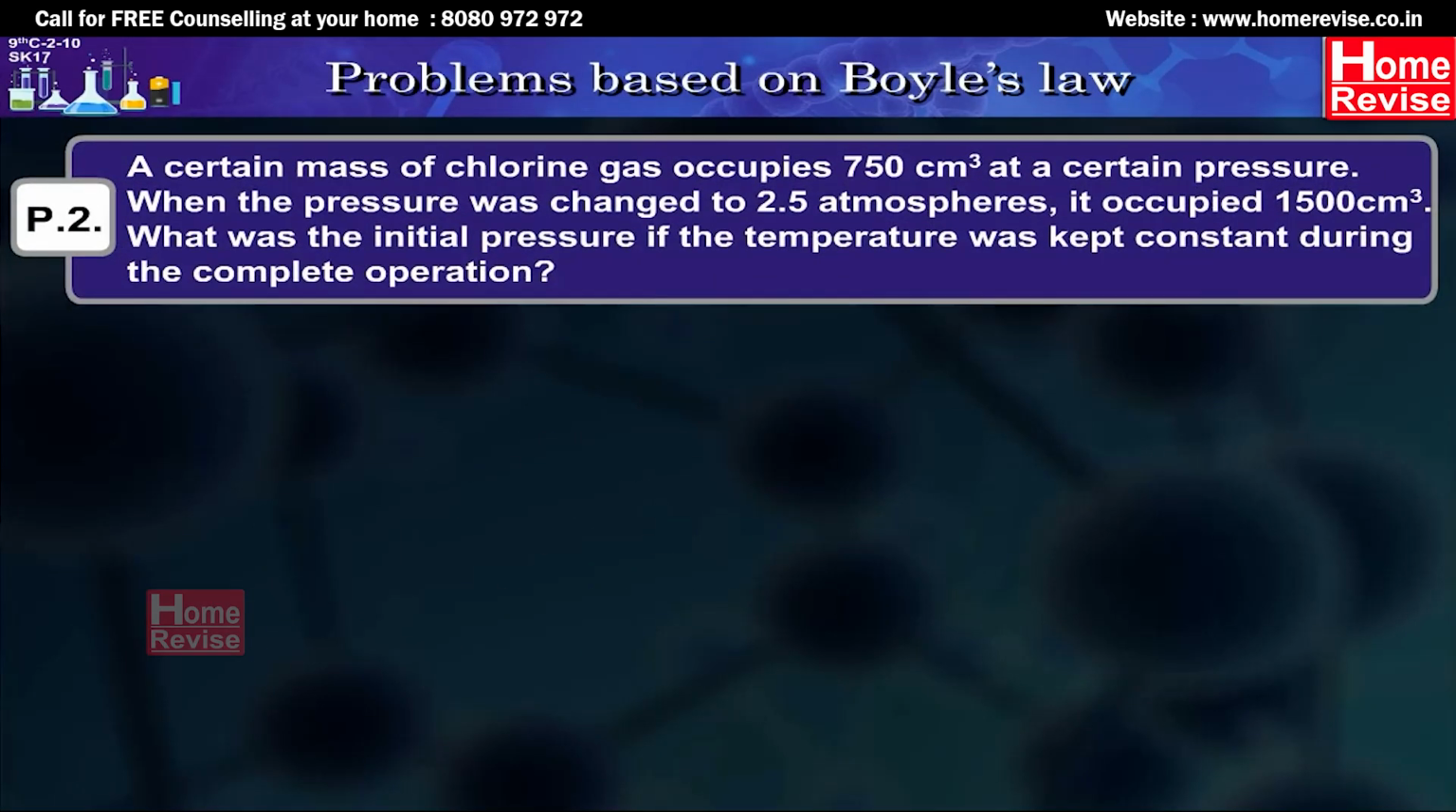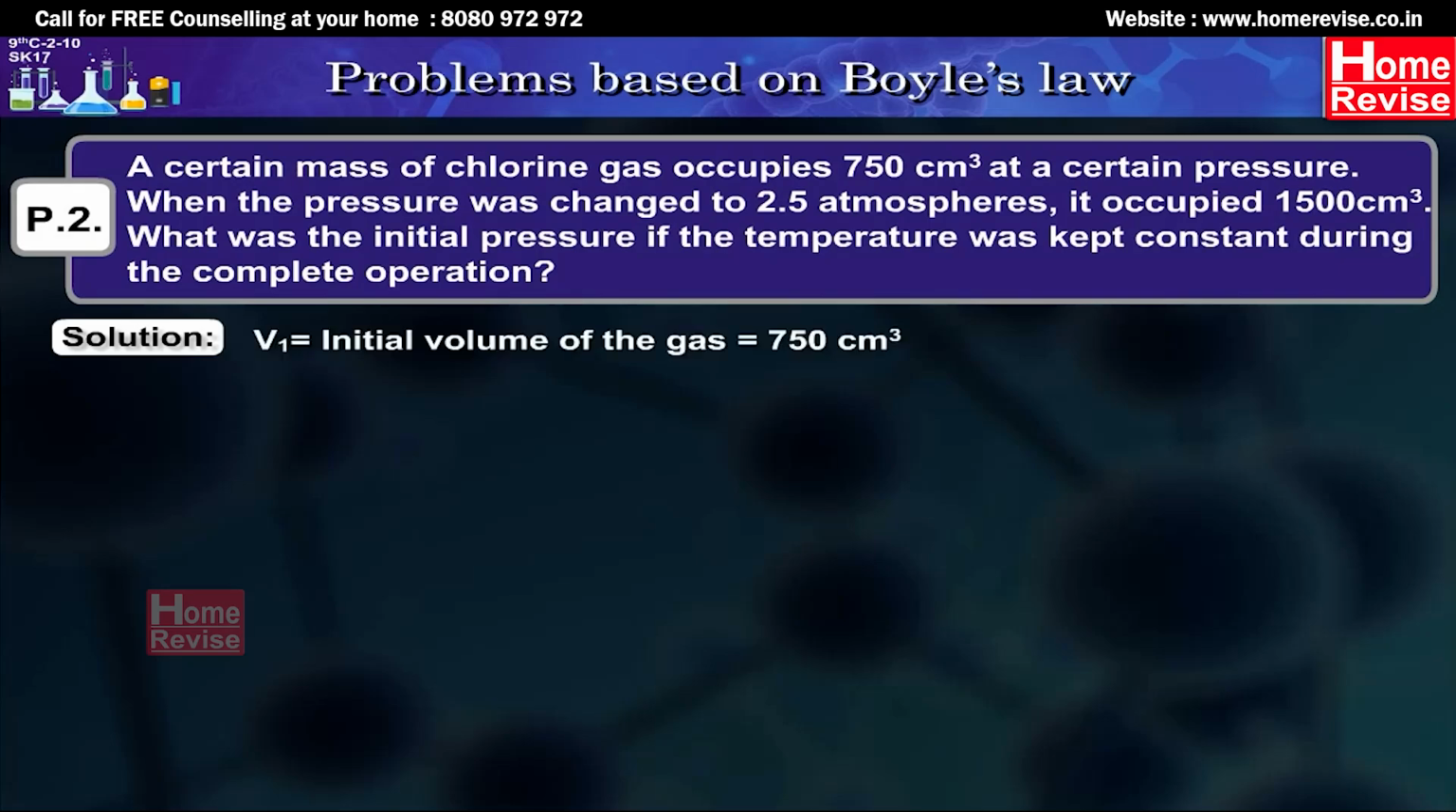Problem 2. A certain mass of chlorine gas occupies 750 centimeter cube at a certain pressure. When the pressure was changed to 2.5 atmospheres, it occupied 1500 centimeter cube. What was the initial pressure if the temperature was kept constant during the complete operation?